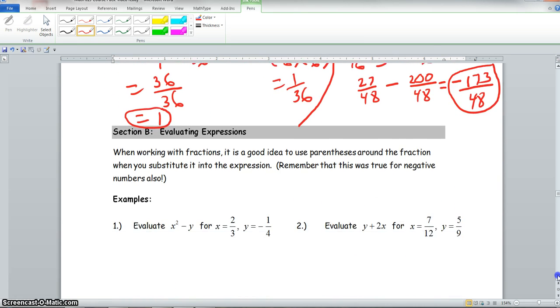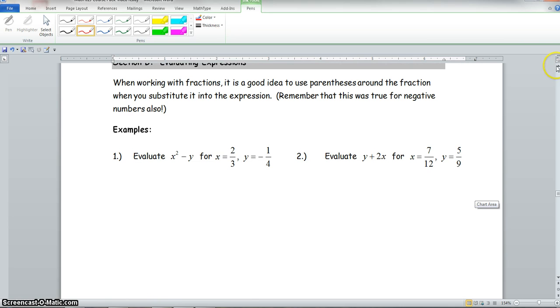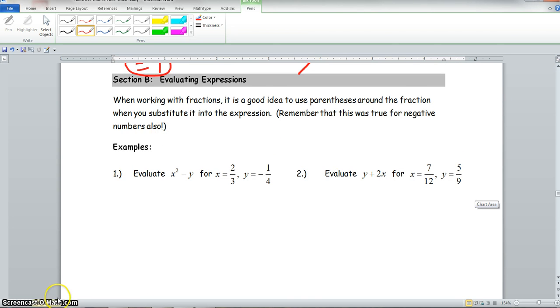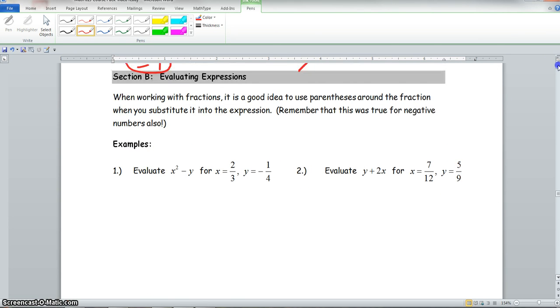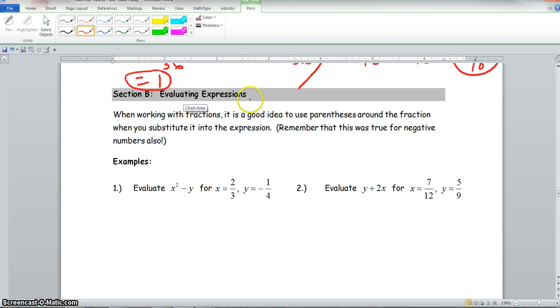Now we come down here to section B. We have evaluating expressions. When working with fractions, it is a good idea to use parentheses around the fractions when you substitute them into the expression. Remember that this was true for negative numbers also. Evaluate x squared minus y. So we're going to substitute in 2/3 for x, and that's squared, minus y. y is a negative 1/4.